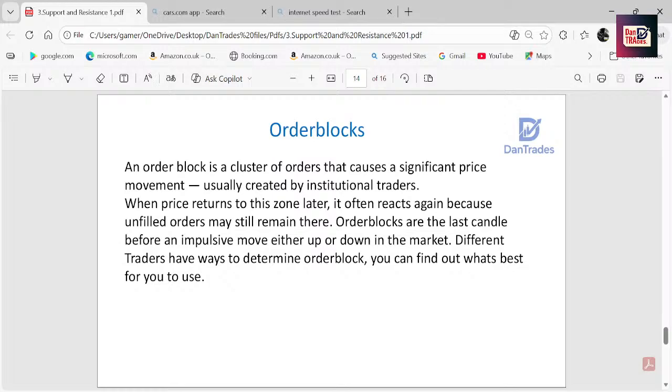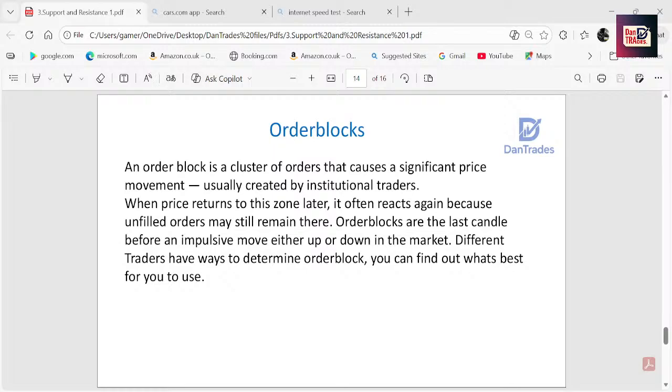Order blocks are the last candles before an impulsive move, either up or down in the market. Different traders have ways to determine order blocks. You can find out which one is best for you. We already have which one is best for us, so we have nothing to worry about. But for now, let's go through the order blocks basics.